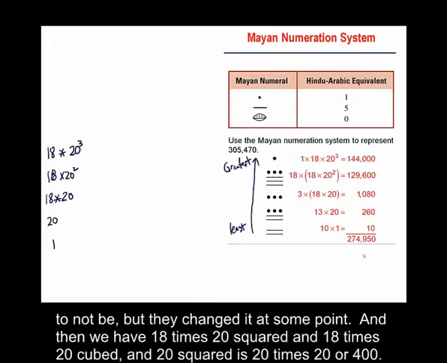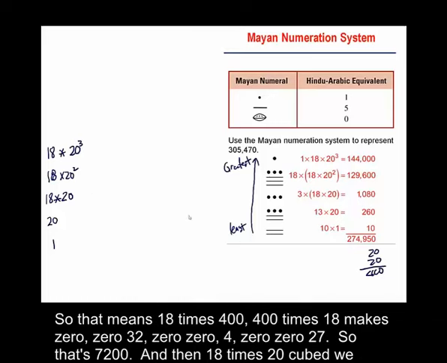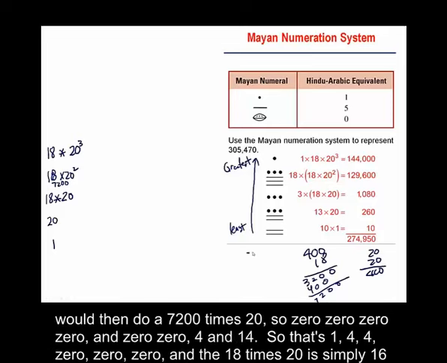And 20 squared is 20 times 20, or 400. So that means 18 times 400. 400 times 18 makes 0, 0, 32, 0, 0, 4, 0, 0, 2, 7. So that's 7,200. And then 18 times 20 cubed, we would then do a 7,200 times 20.